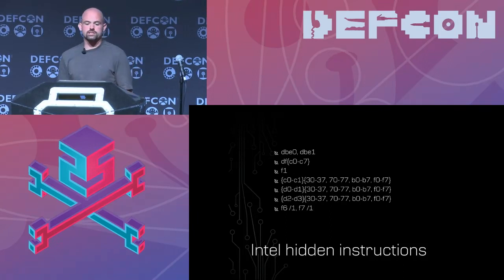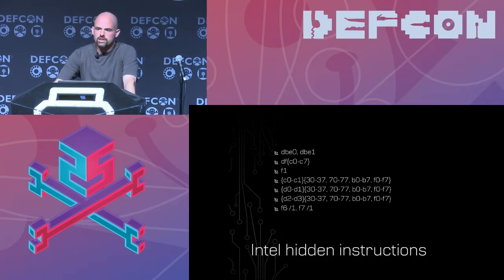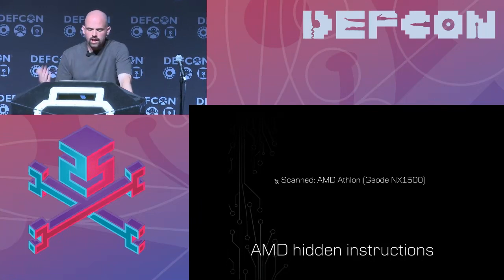This was another set of instructions I found on that Intel chip. DB E0, DF, F1, C0, D0, D2, F6, F7, a whole wide range of instructions which have absolutely no documentation in the reference manuals. So that's a little worrisome to me. So I started scanning other chips.